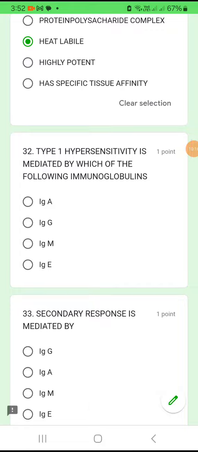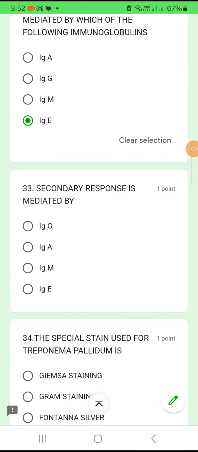Question number 32. Type 1 hypersensitivity is mediated by which of the following immunoglobulin? Type 1 is mediated by IgE. Okay, option D. Question number 33. Secondary response is mediated by IgG.